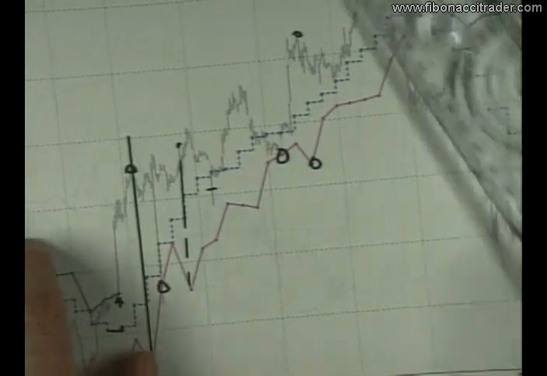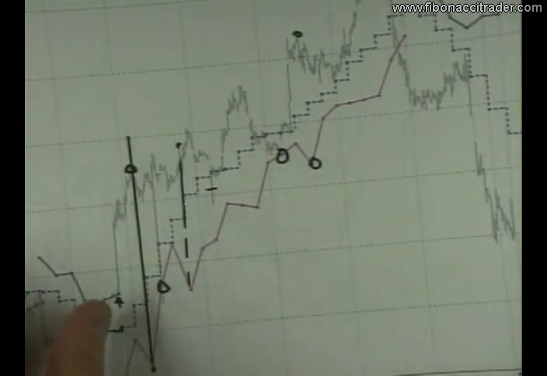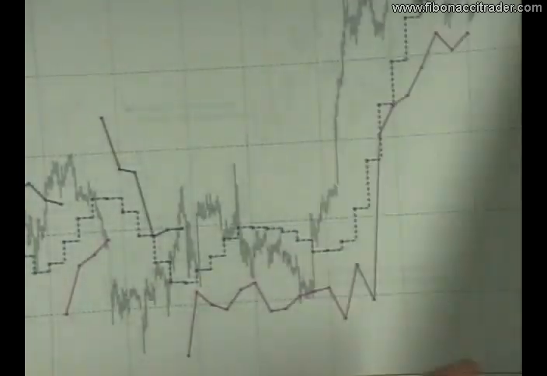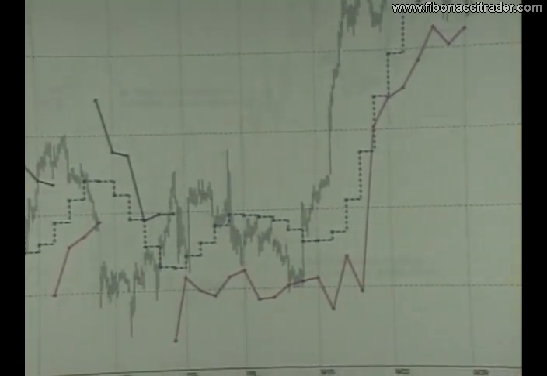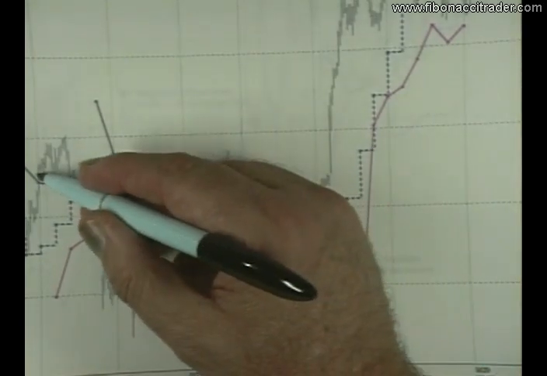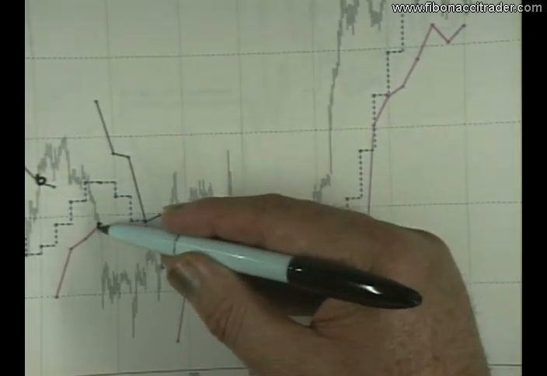Okay. We go from June. Now we go from August down to September. Were there some confusing areas? Yes. This was a short-lived rally.